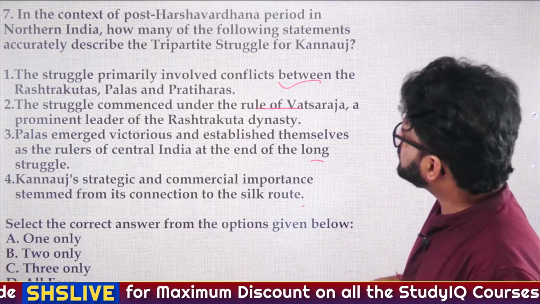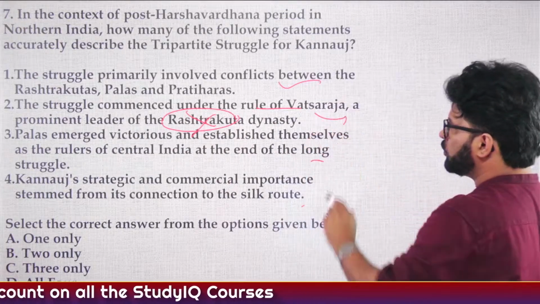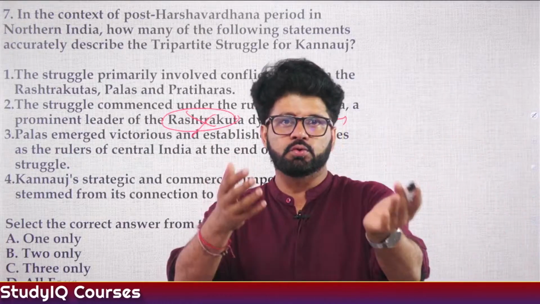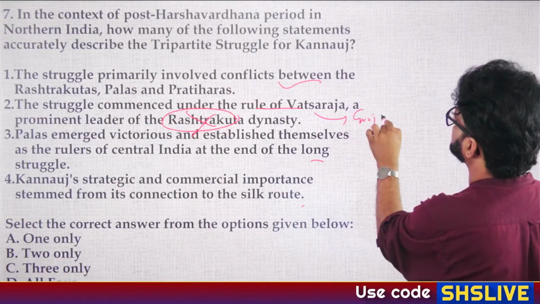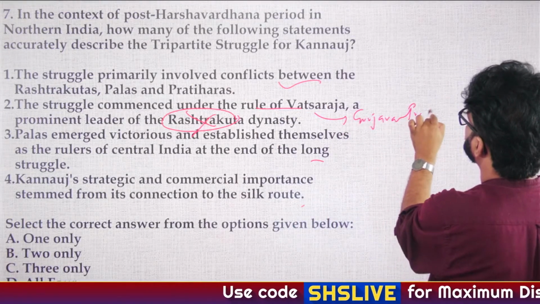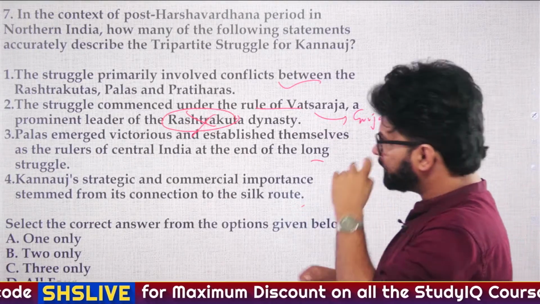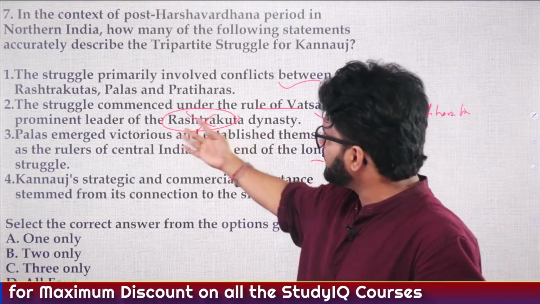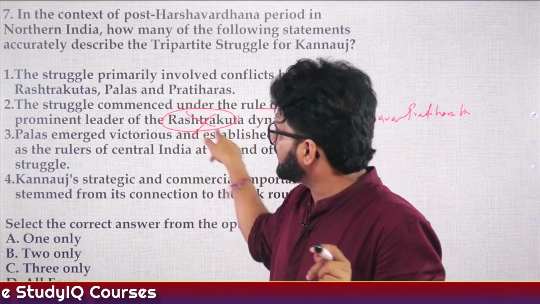It is wrong because Vatsaraja did not belong to the Rashtrakuta dynasty. You have to revise it. You have to remember these rulers because they have asked questions on this earlier. Vatsaraja was a Gurjara Pratihara king, not a Rashtrakuta king. So the second statement is wrong because of that. See, this is so tricky. The second part is wrong. UPSC makes statements like this where they will give one part correct, second part wrong.